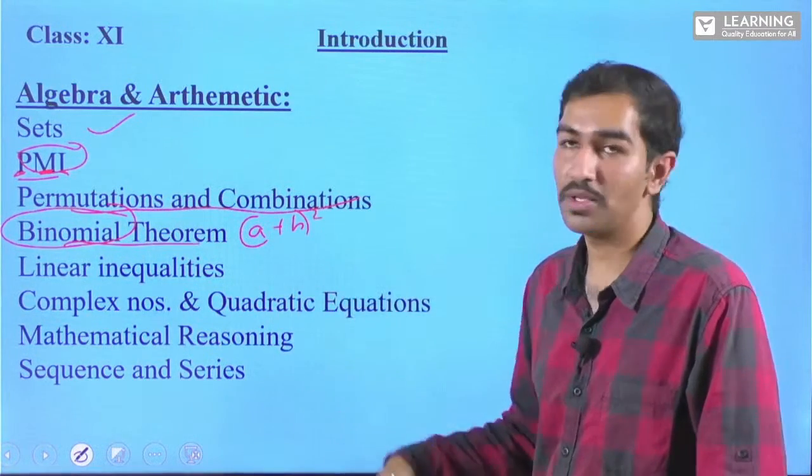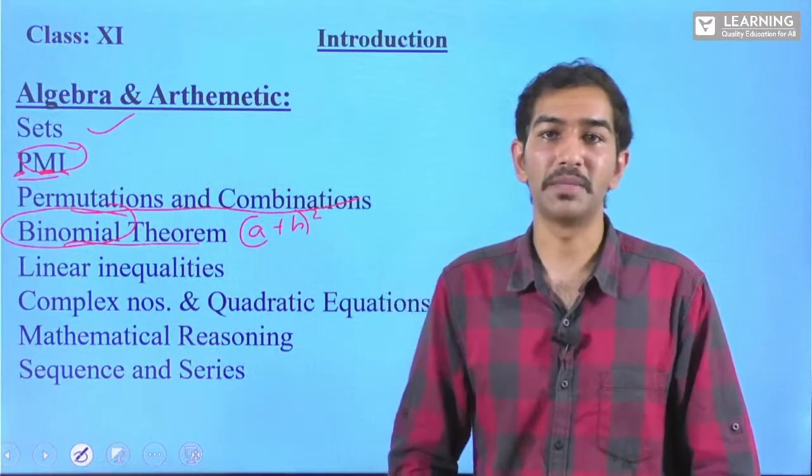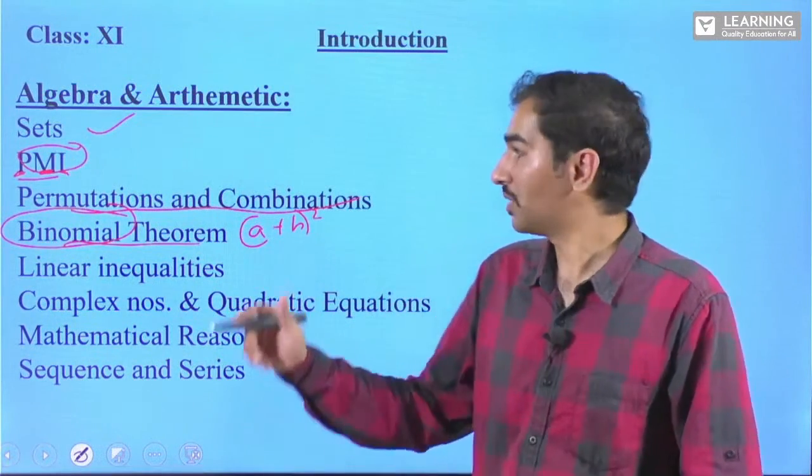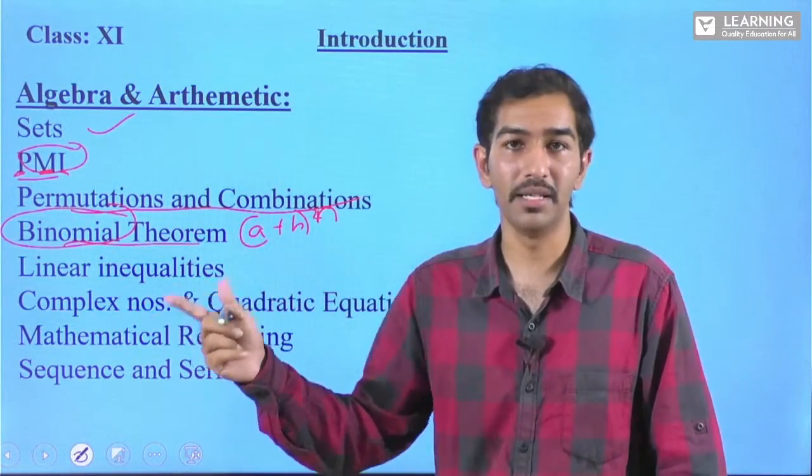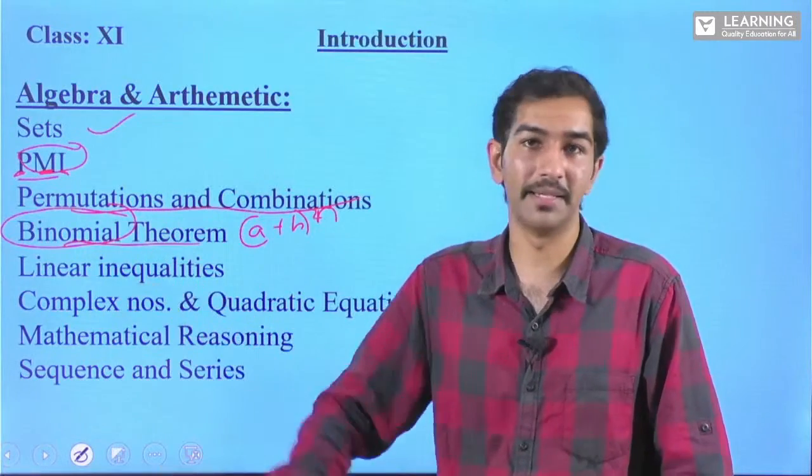So let us take the square. What is (a + b) whole square? a square plus b square plus 2ab. So let it be raised to a power called n. Then how do we expand this expression? That is what we are going to see in binomial theorem.